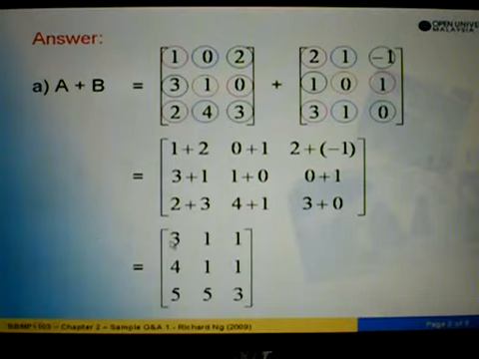So 1 plus 2 will give us 3, 0 plus 1 is 1, 2 plus negative 1 is 1, 3 plus 1 is 4, 1 plus 0 is 1, 0 plus 1 is 1, 2 plus 3 equals 5, 4 plus 1 equals 5, and then 3 plus 0 equals 3. So that's how you handle addition of two matrices.